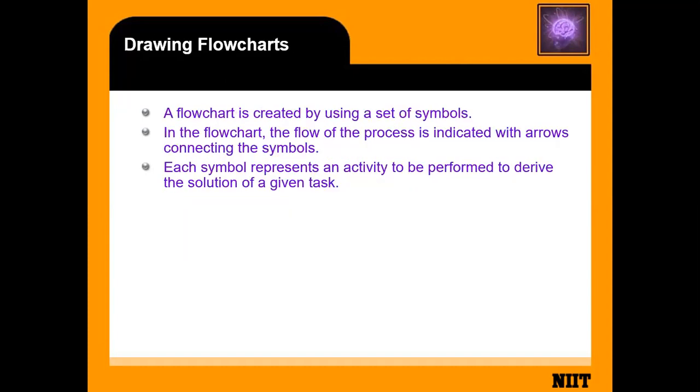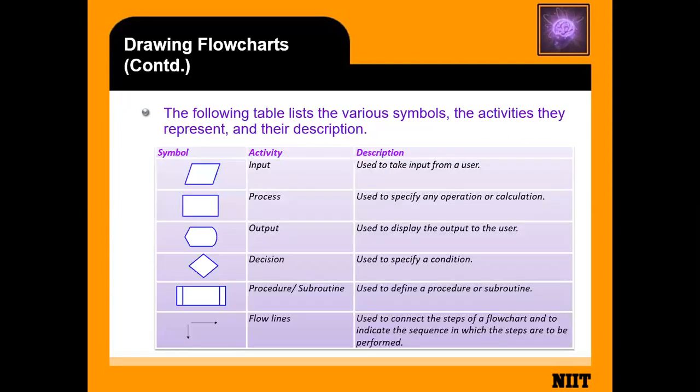If I'm talking about drawing a flowchart, a set of symbols is required. Why? Because different terminologies are there. A flowchart is created using a set of symbols. In a flowchart, the flow of the process is indicated with arrows connecting the symbols. Each symbol represents an activity to be performed to direct the solution of a given task. Now, this particular slide shows the different symbols, activities, and descriptions.